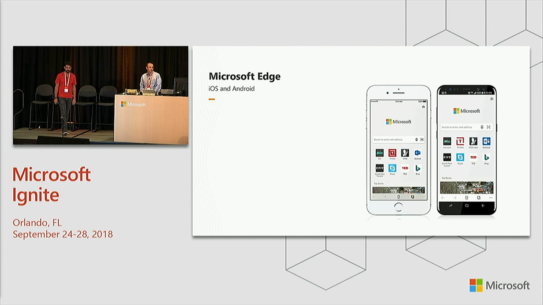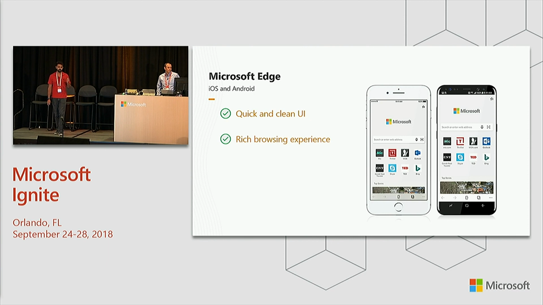When we decided to build Edge on iOS and Android, we knew we were entering a really competitive space, mobile browsing. There's a prominent incumbent. And we wanted to nail down two very specific things as we built the browser. Number one was it had to be a quick and clean UI. And that was one of our primary focuses when we built Microsoft Edge on iOS and Android. The other one was we really needed a rich browsing experience. So not just a basic browser that could go to websites, but actually help users do what they intend to do while they browse.